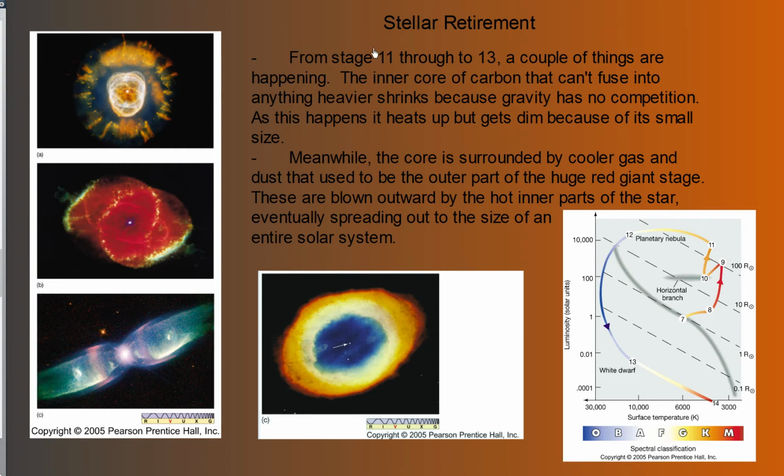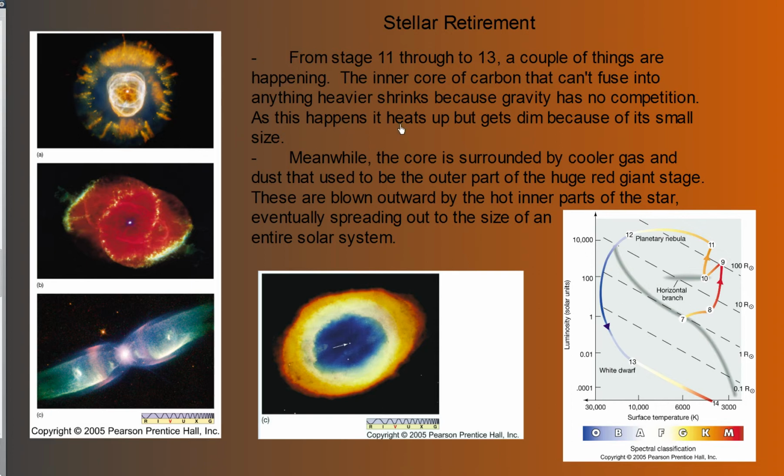From stage 11 to 13, a couple of things are happening, and you can actually see them in the picture. There's a bright little center spot, and then an expanding, cloudy, gassy, dusty region. So the inner core of carbon, or potentially heavier elements, that can't fuse into anything heavier shrinks because gravity has no competition from outward pressure.